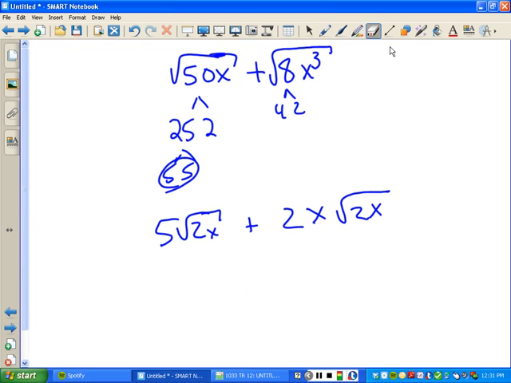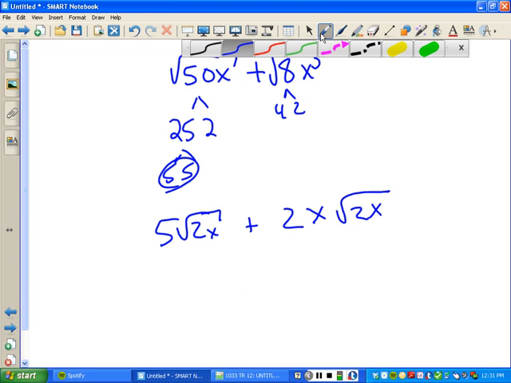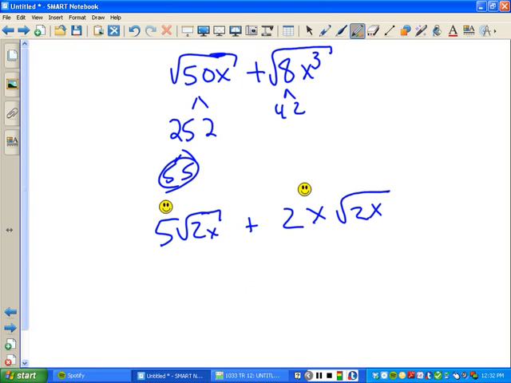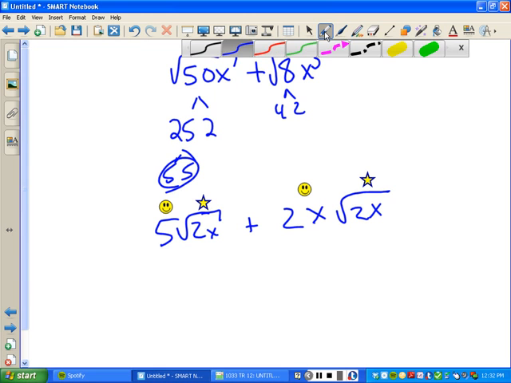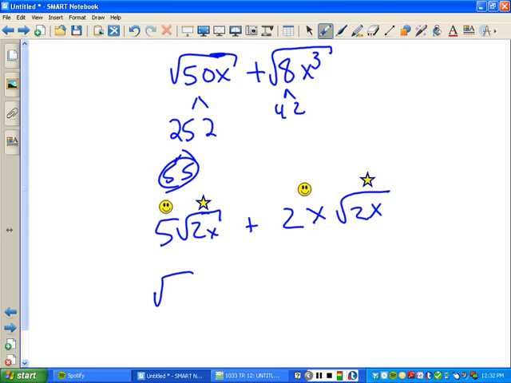You're right. They're not like terms, right? So this and this are not like terms. So you cannot add them together. But what can we do? We can factor out this piece. And so that's what I'm going to do. I'm going to take out the square root of 2x. What am I going to be left with? 5 plus 2x.